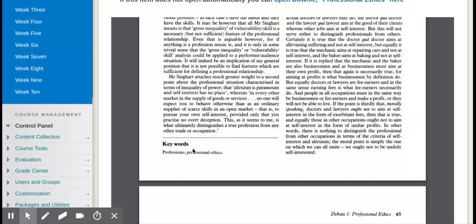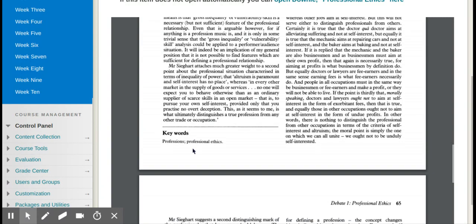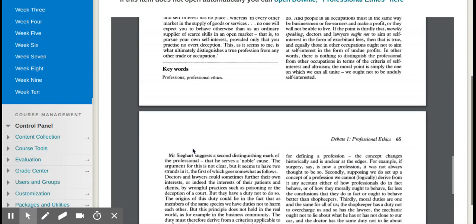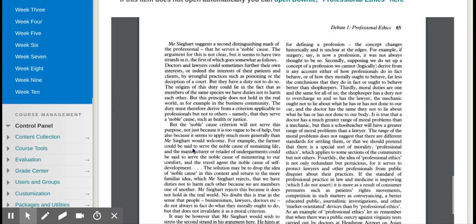The last one is the moral claim. And he says at the bottom of the first page, if the point is thirdly that morally speaking, doctors and lawyers ought not to aim at self-interest in the form of exorbitant fees, then that is true. And equally, those in other occupations ought not to aim at self-interest in the form of undue profits. That is, even if it's just a moral claim that this is the way that professionals should behave, well, that's actually not any different from the way that everyone else ought to behave. So it wouldn't be a sufficient condition for being a professional.